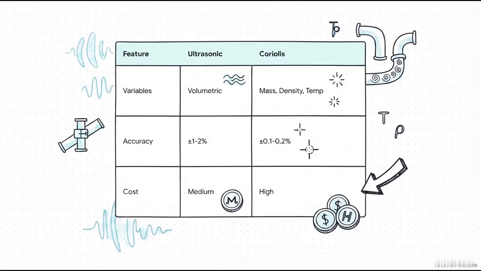Now, what's really interesting here is comparing these two heavyweights side by side. Both of them give you a very low pressure drop. But look at the capabilities. The ultrasonic is a volumetric meter with an accuracy of plus or minus 1 to 2%, and it comes in at a medium cost. The Coriolis meter provides direct mass, density, and temperature, with a frankly jaw-dropping accuracy of plus or minus 0.1 to 0.2%. It is hands down the most precise instrument we have here, but you definitely pay for it. It's literally the only meter on our entire list categorized as high cost.